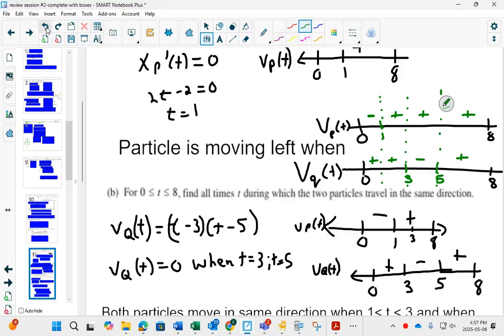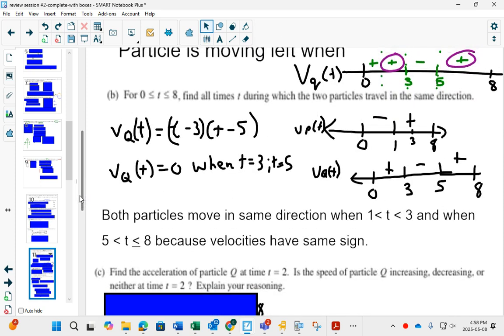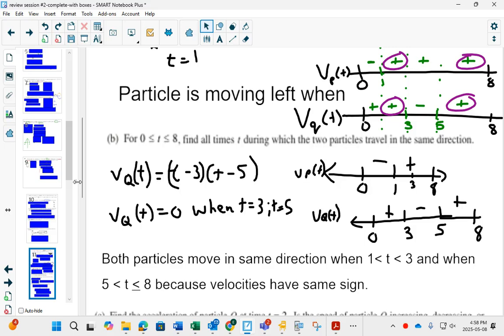If you draw things this way, does it not become a lot easier to see that they're both positive here, and they're both positive here? What are those sections? From 1 to 3, and 5 to 8.